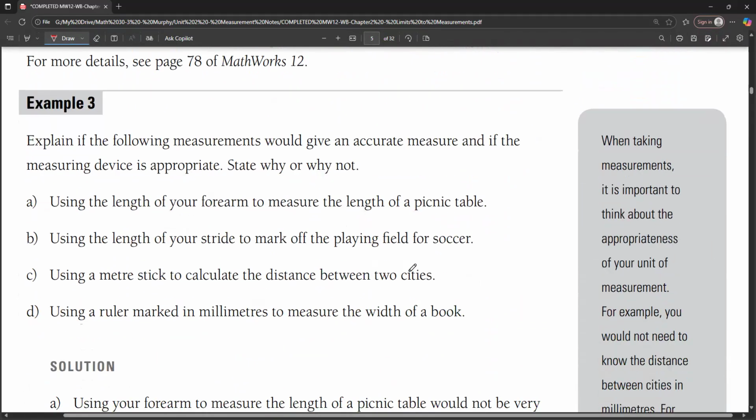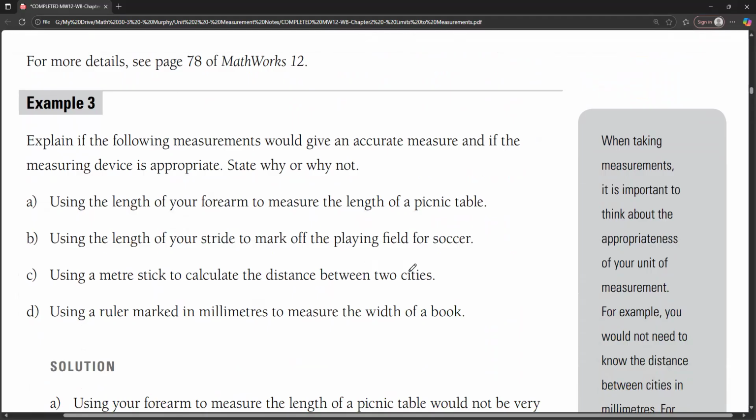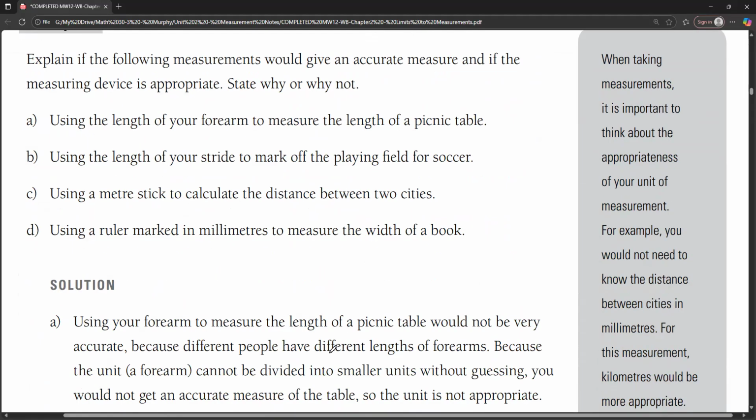So for example, explain if the following measurements would give an accurate measure and if the measuring device is appropriate, and state why or why not. A, using the length of your forearm to measure the length of a picnic table. B, use the length of your stride to mark off the playing field for soccer. C, using a meter stick to calculate the distance between two cities. And D, using a ruler marked in millimeters to measure the width of a book.